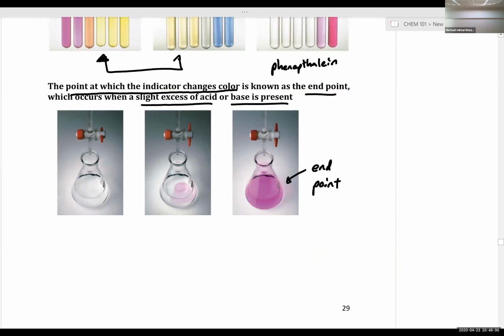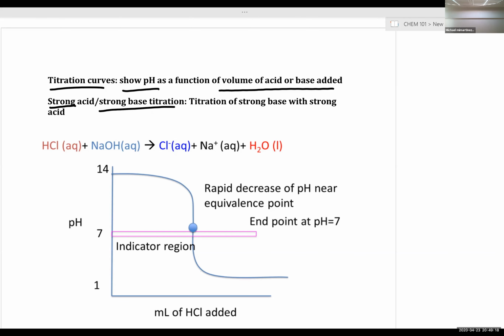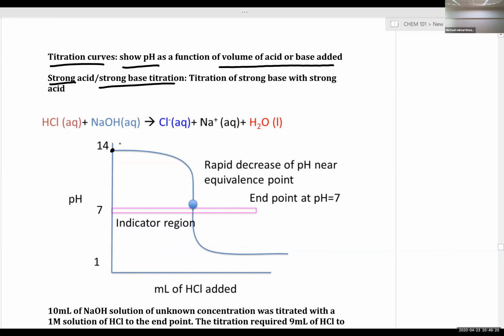Okay, so we like to describe pH using titration curves. They show pH as a function of the volume of acid or base added. So for a strong acid, strong base titration, let's look at an example of a titration curve. So initially we start with our strong acid. Oh, whoops. Sorry about that. So we're titrating a strong base with a strong acid.